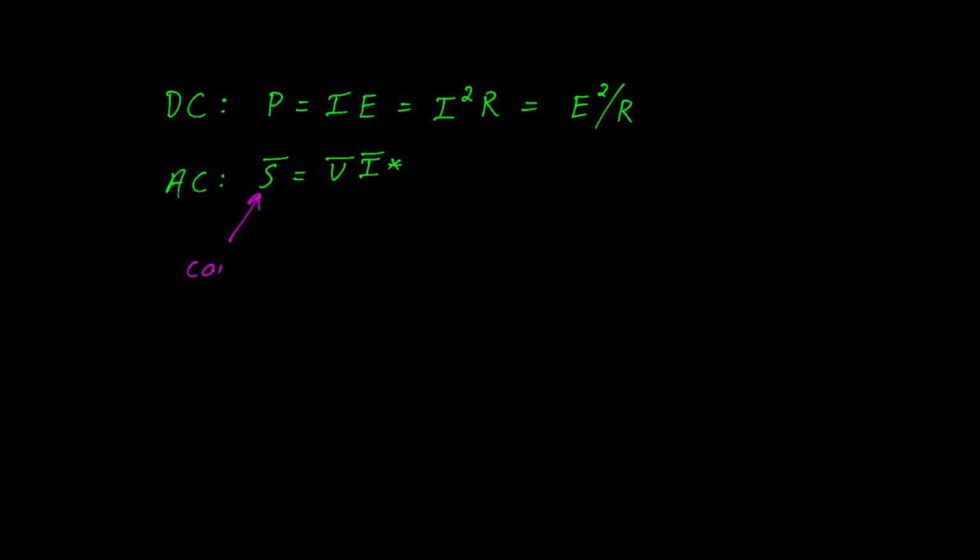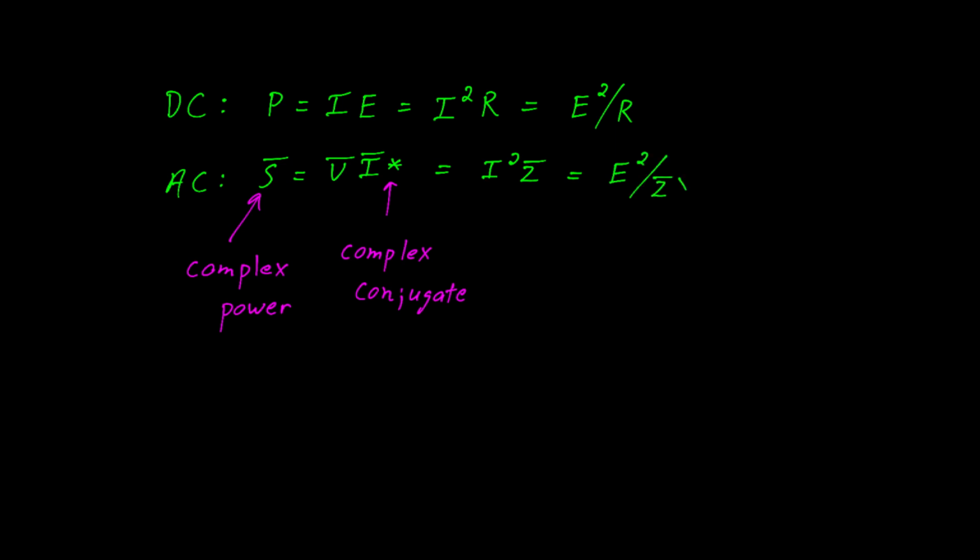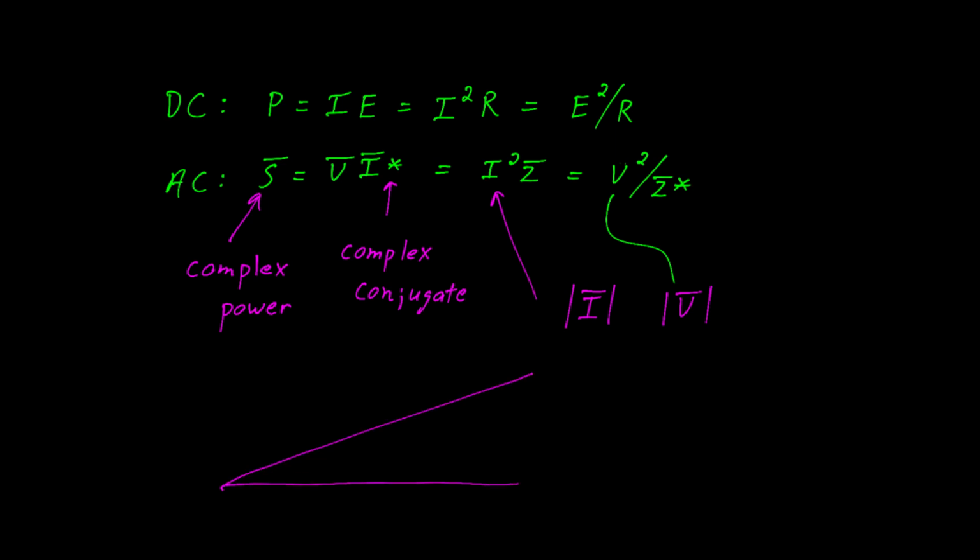Here we see the vector S, complex power, is equal to the voltage vector by the complex conjugate of the current vector. It's also equal to a current squared multiplied by the impedance, or a voltage squared divided by the complex conjugate of the impedance. We have to be careful though, because this current is the absolute value of the current vector. Likewise, this voltage, which I should have done as a V here, my apologies, is the absolute value of the voltage vector.